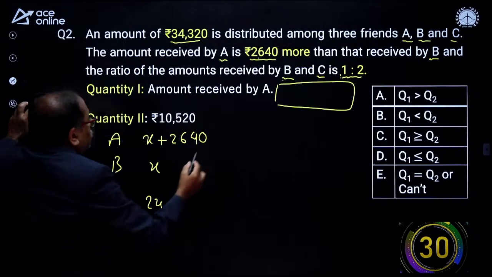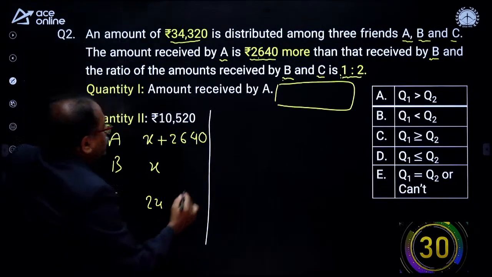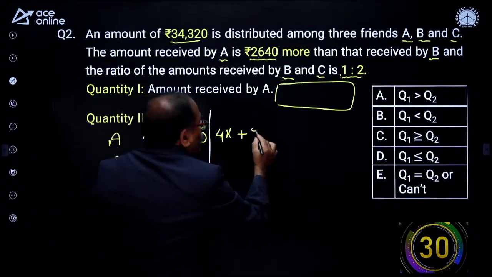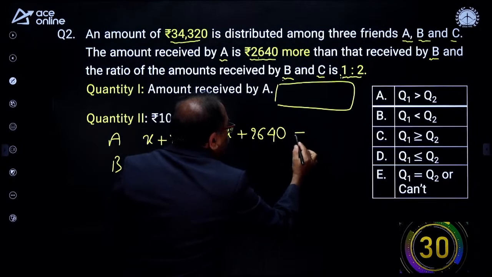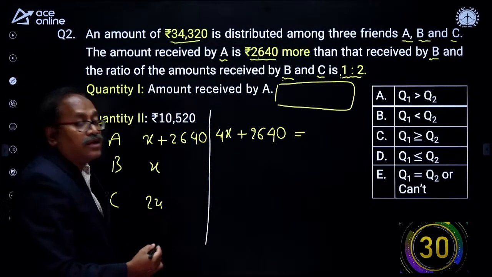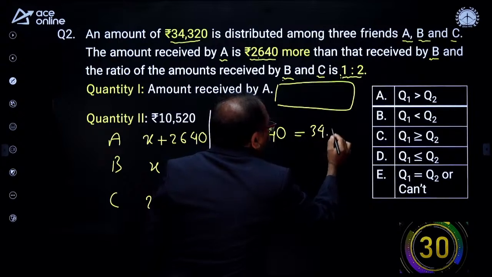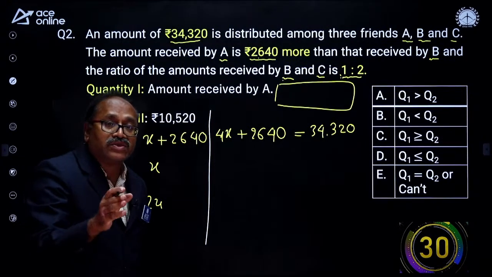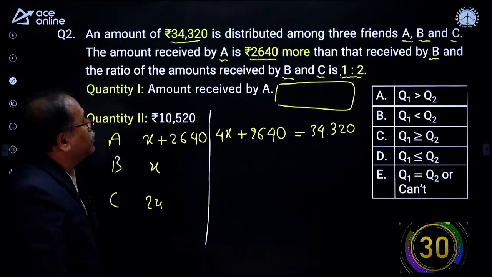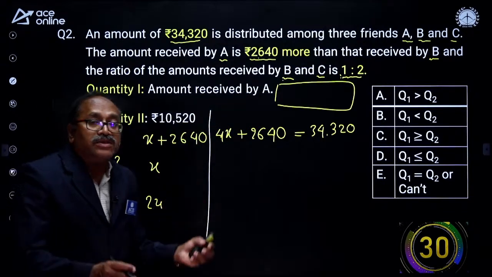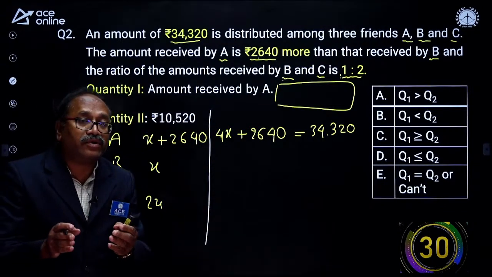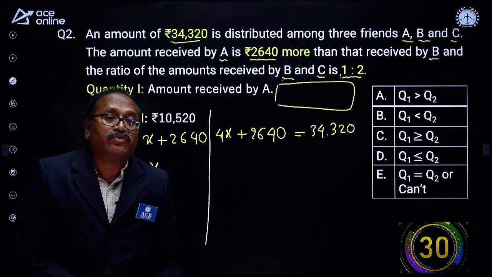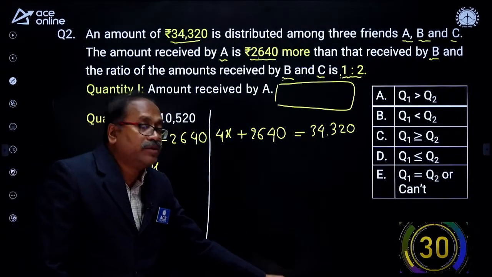So given to us is 4x plus 2,640. This is the total money, which is equal to 34,320. So from here, I will be able to get the x value. And once you get the x value, you will be able to find out what is x plus 2,640. And then you will be able to decide the relation between Q1 and Q2. So I will give 30 seconds for you, my dear friends.